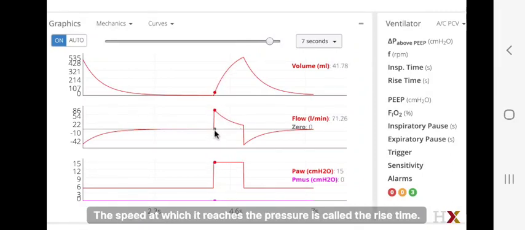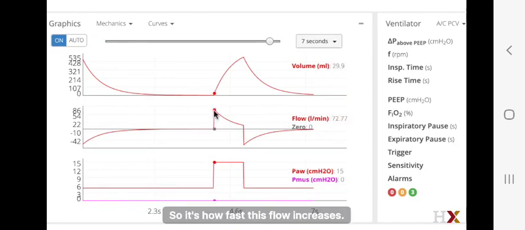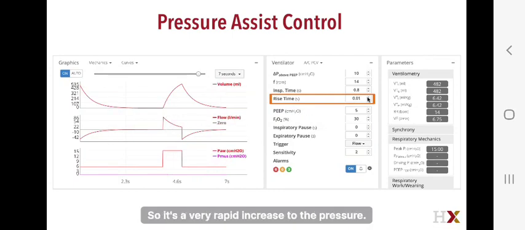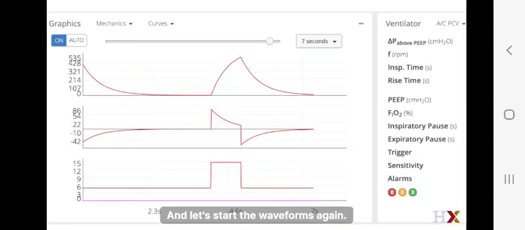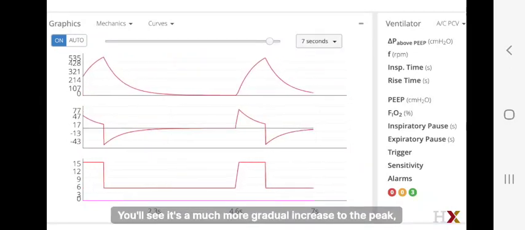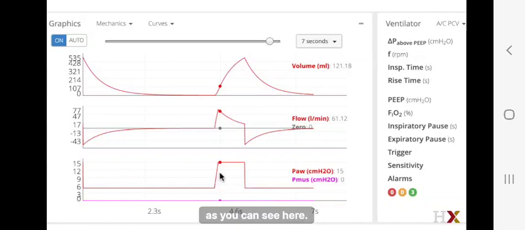The speed at which it reaches the pressure is called the rise time, so it's how fast this flow increases. And right now, the rise time is in seconds and it's 0.01, so it's a very rapid increase to the pressure. If we increase this time, let's say to 0.1 second, and let's start the waveforms again, you'll see it's a much more gradual increase to the peak, as you can see here.